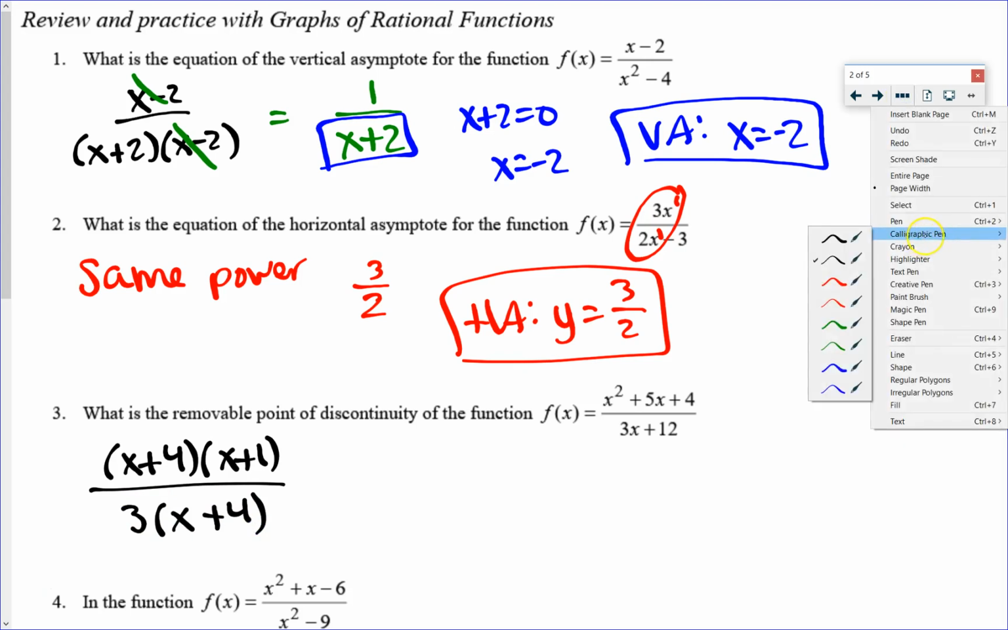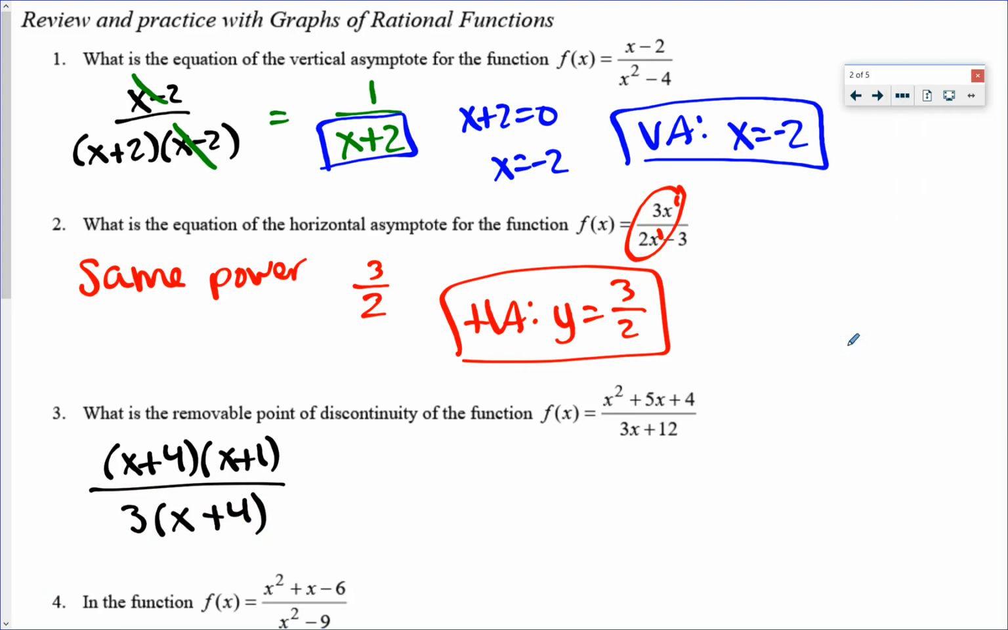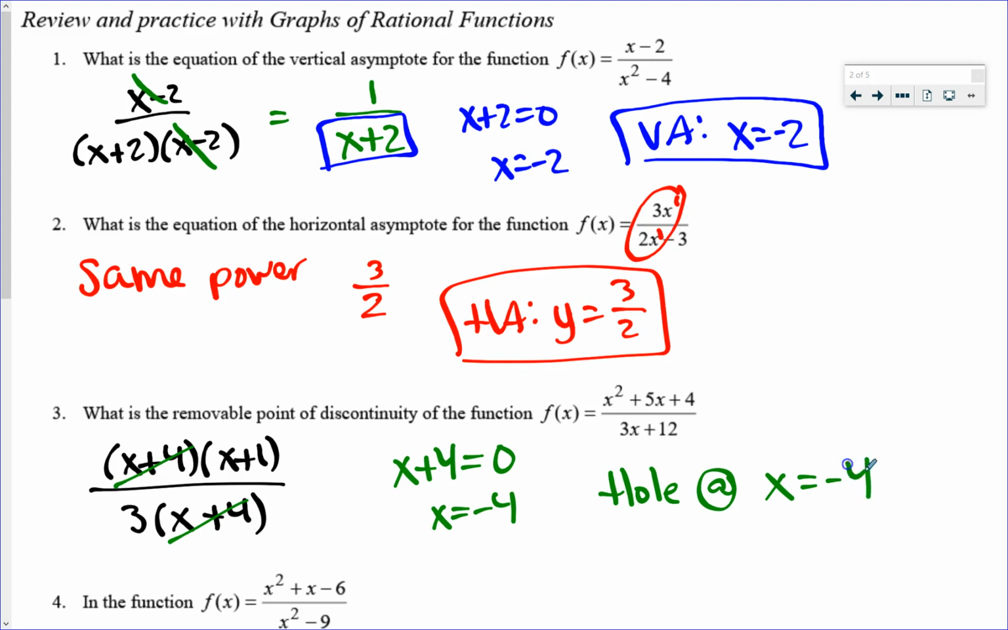So a hole or a break comes from any common factors that cancel out of both pieces. I notice I have an x plus 4 in my numerator and my denominator. So we're going to make that equal to 0. So we have x is equal to negative 4. So we're going to have a hole or a break at x is equal to negative 4.